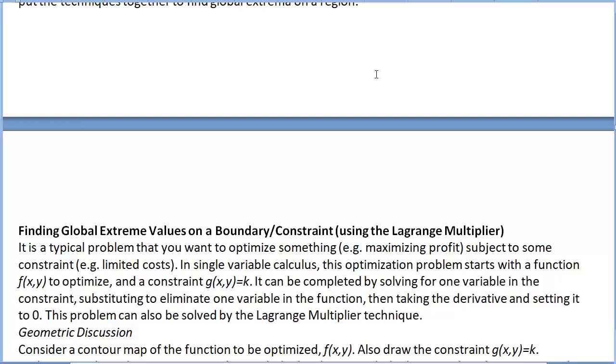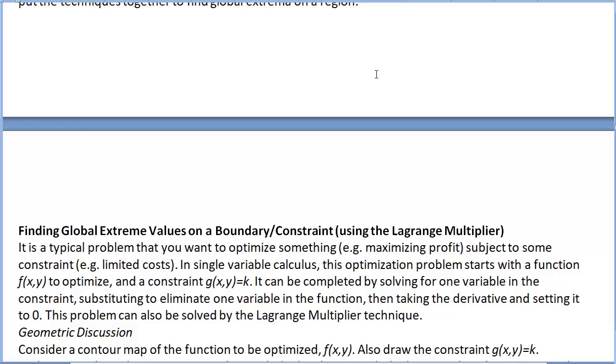So again, this sort of problem might look familiar. This can be completed by solving for one variable in the constraint equation, using that to make a substitution in the function you want to optimize. So you eliminate a variable, and then you've got a function of one variable. Now you take the derivative, set equal to 0. So that is an old and familiar technique. Now it turns out that this exact problem can also be solved using the Lagrange multiplier technique.